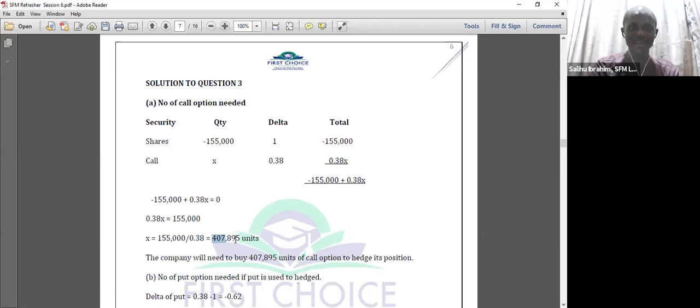407,895 units. So what do we need to do? We need to buy, because this figure is positive. The company will need to buy 407,895 units of call option to hedge its position. Now, you can see that all these are simple, and these are what I can test. Please take note.